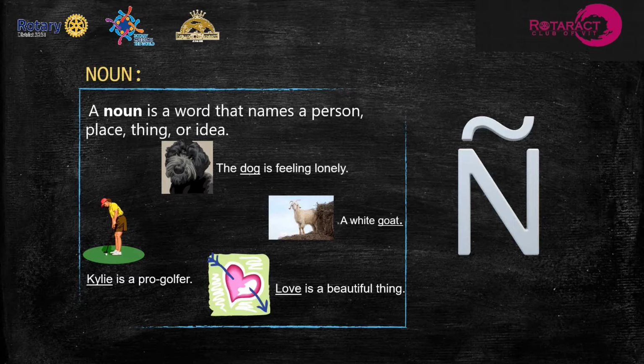Kylie is a pro golfer. Kylie is the name of a woman, so it's also a noun. Love is a beautiful thing. In the sentence, love is the noun.